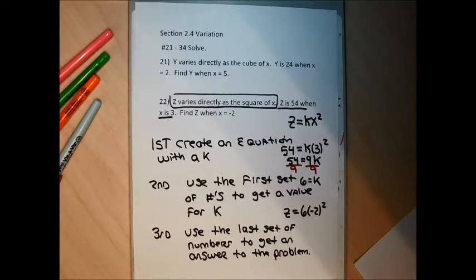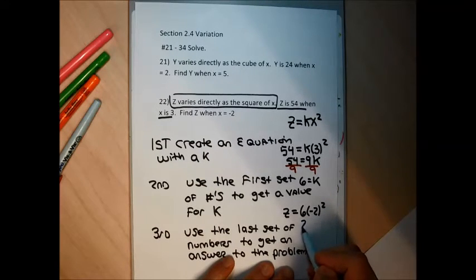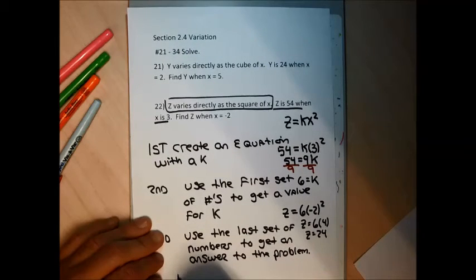Order of operations wants me to do exponents first. Negative 2 squared is negative 2 times negative 2, which is positive 4. And then 6 times 4 is 24. The whole answer to problem number 22 just needs to be the number z equal to 24.